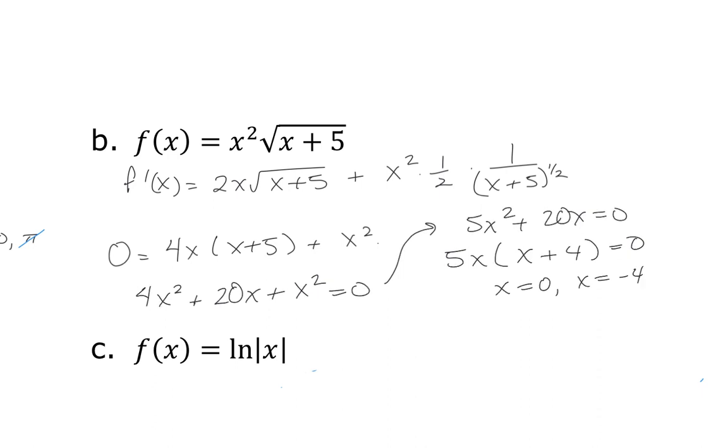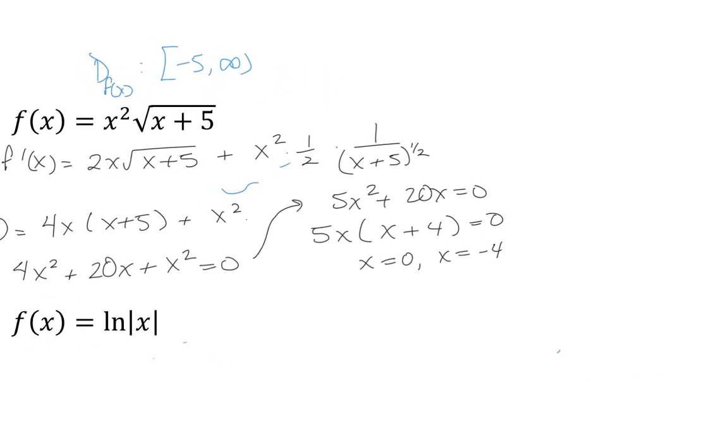Now, the domain of this original function is kind of important to think about because this didn't give me an interval. We have to talk about where the domain is defined. So we know the x squared part is defined everywhere, but the factor which is the square root of x plus 5, that part is going to dominate. So the domain of this function f of x is from -5 to infinity. So 0 and -4 are within that domain, so those would be my critical points.